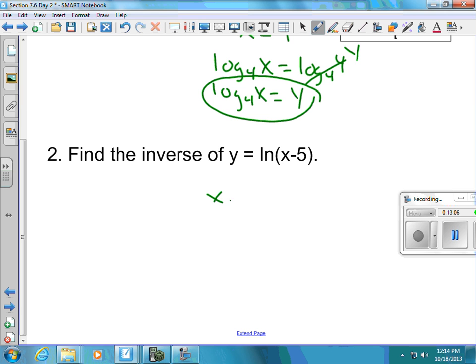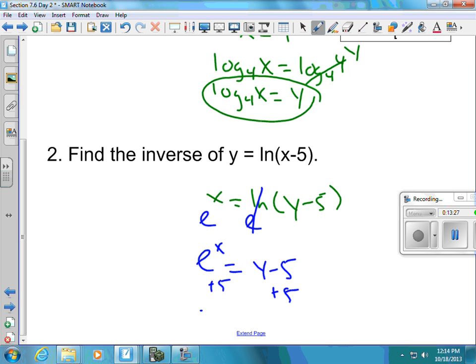Okay, so you switch x and y right off the bat. That's automatic. We're finding inverses. And this time it's a natural log. So instead of taking a log of both sides, we're going to exponentiate both sides with a base of e. On this side we have e to the x equals y minus 5, plus 5 to both sides. The inverse is y equals e to the x plus 5.